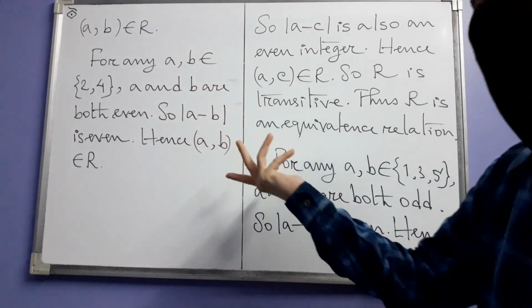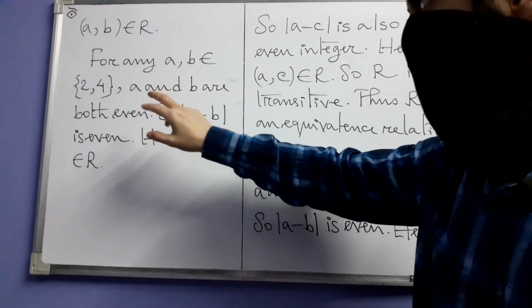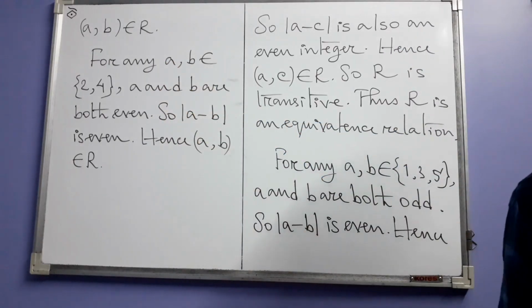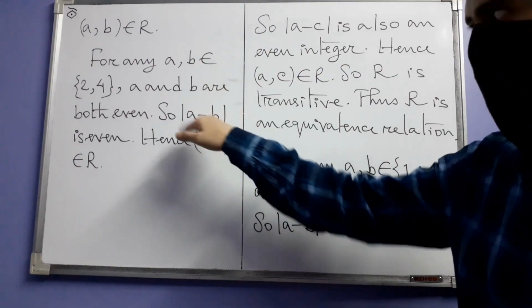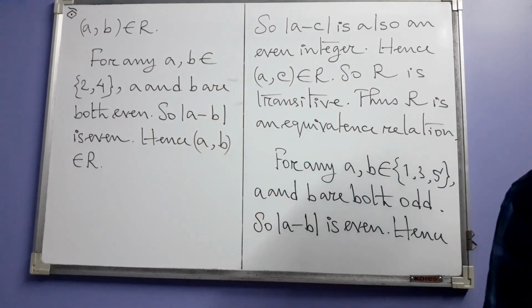And similarly, any two elements of this other set are related to each other. The pattern is the same, but there is a slight difference. Now our a and b are both even. So for them also the difference will be even. So here also a comma b belongs to R.